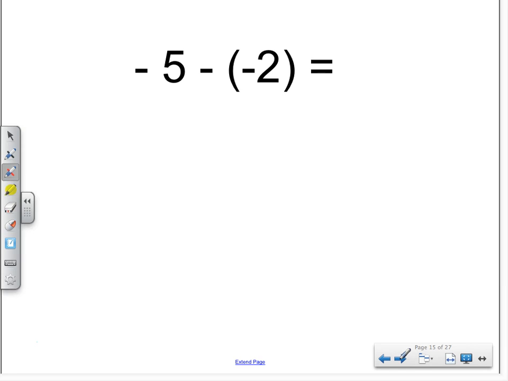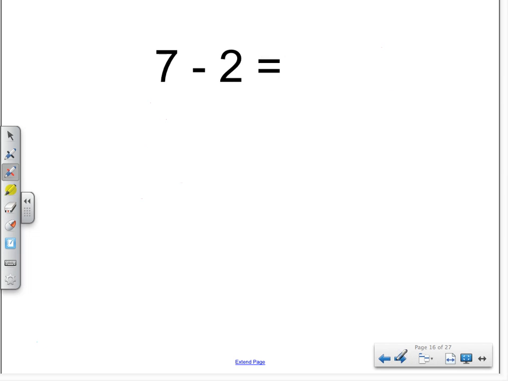So let's start with -5, take away -2. We draw 5 negatives. Now this next part, not too hard to do. We want to take away 2 of the negatives. So I'm just going to draw an X on them to mark them out. They're gone away. That leaves us with 3 negatives. So -5, take away -2 is -3.